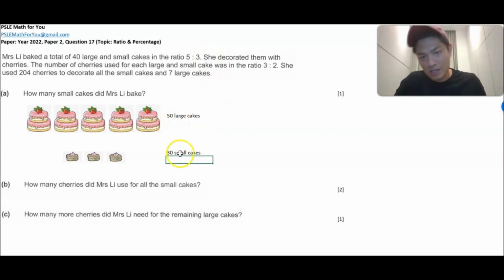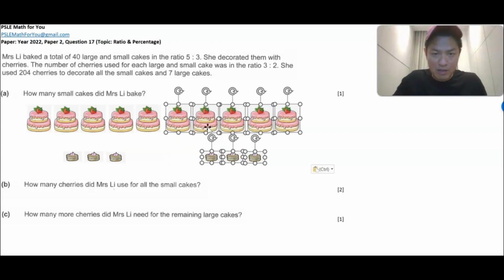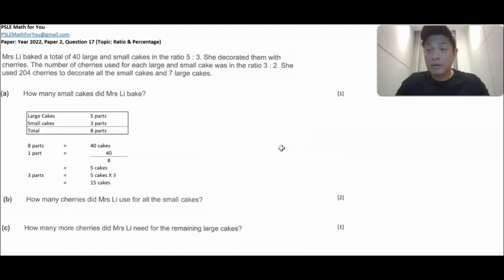instead of 50:30, right? And it also really means that, if I have 16 cakes in total, the number of large cakes I have would be 10, and the small cakes I have would be 6, and it will still maintain a 5:3 ratio. Now I'm going to transport that visual into a table, and in this table, large cakes to small cakes is 5:3, but large cake has 5 parts, small cake has 3 parts, and the total number of parts, if you put large cakes and small cakes together, is 5 plus 3, is 8 parts.